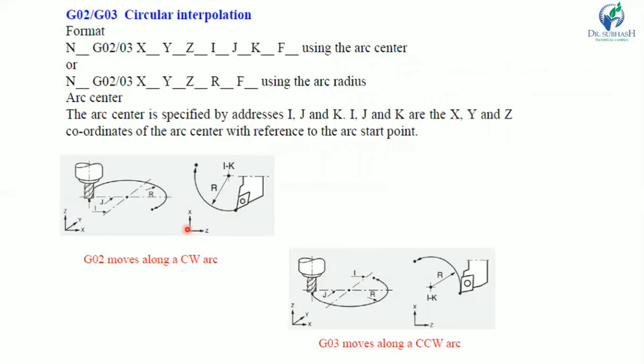You can see here G02 moves clockwise, with I, J and K. Radius is given. And for counterclockwise motion, it is G03. The coordinates of the center point of the arc are written in incremental mode with respect to the starting point of the arc. So this is called circular interpolation.